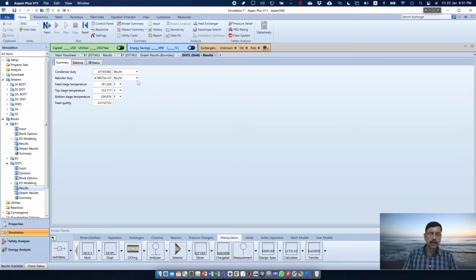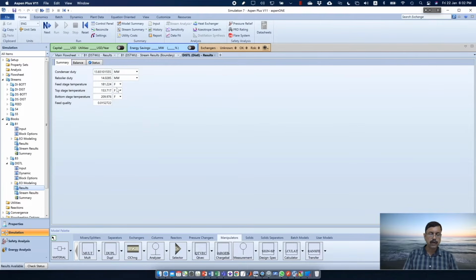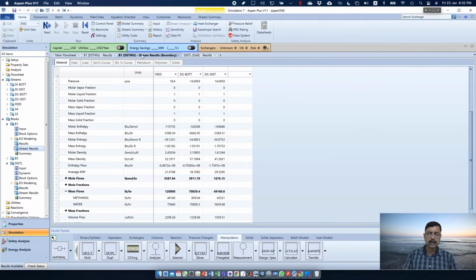Check the condenser duty first in megawatt. It is 13.831, slightly lower than the previous one. And reboiler is 14.0285. Earlier we had 14.026 and here we have 14.0285. Almost same. Now obviously we are interested to know the stream result.